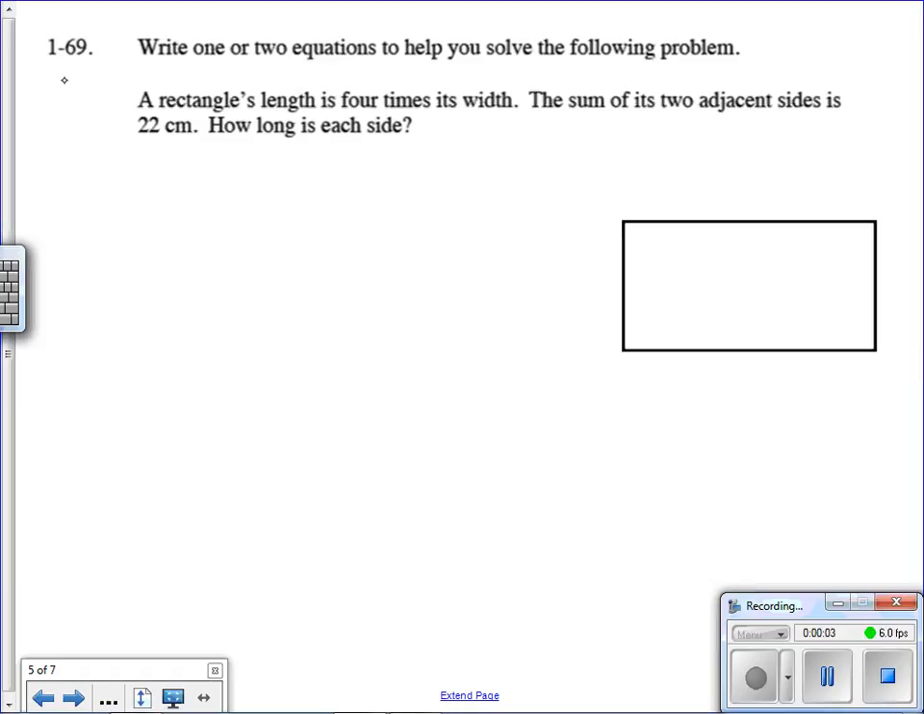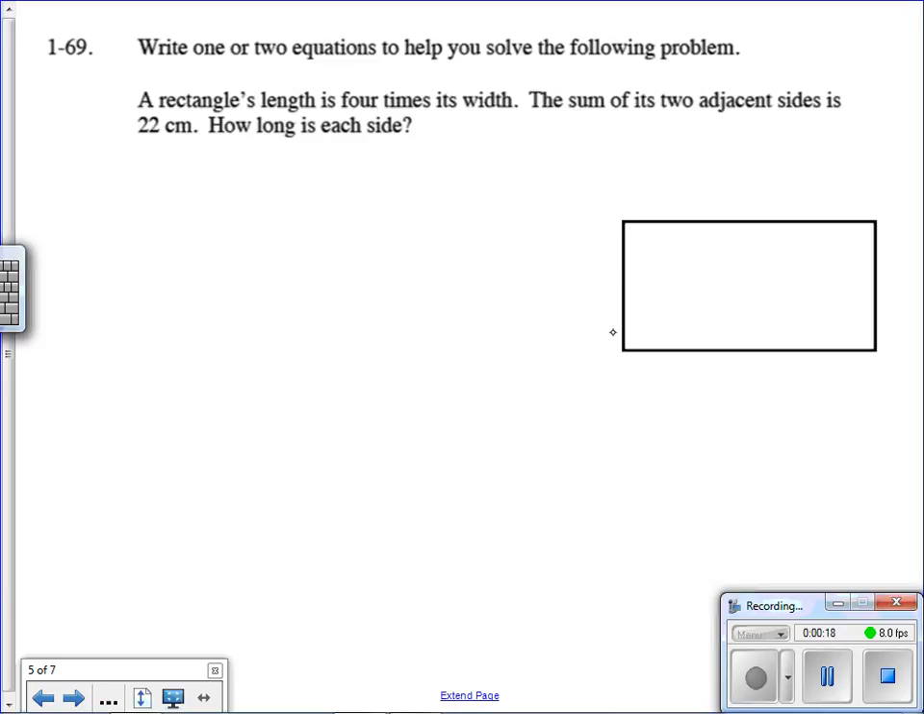Problem 1-69. Write one or two equations to help you solve the following problem. A rectangle's length is 4 times its width. The sum of its two adjacent sides is 22 centimeters. How long is each side?